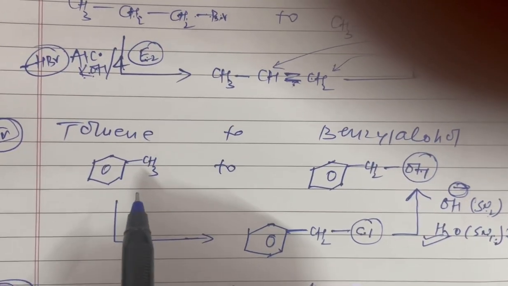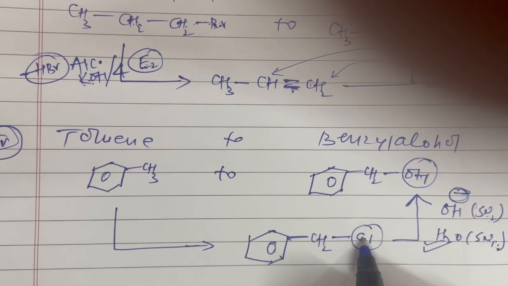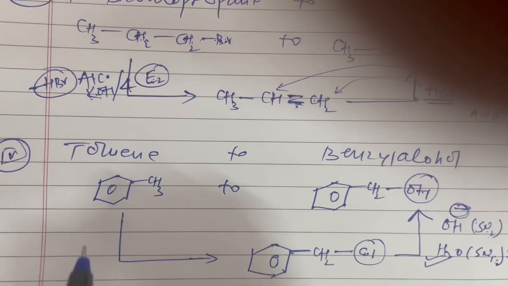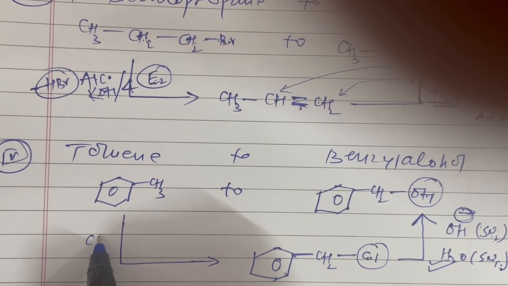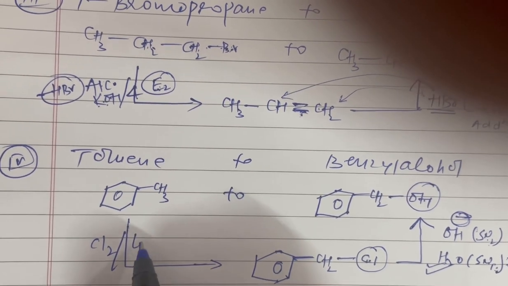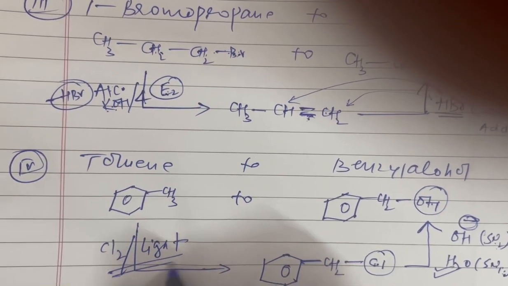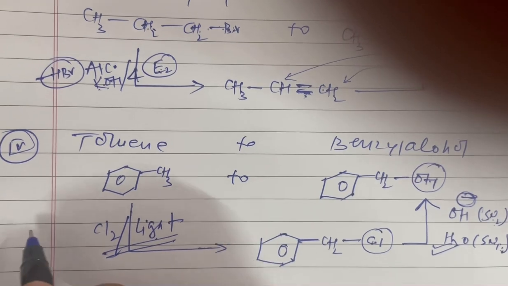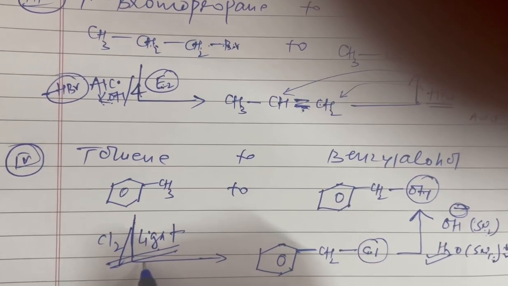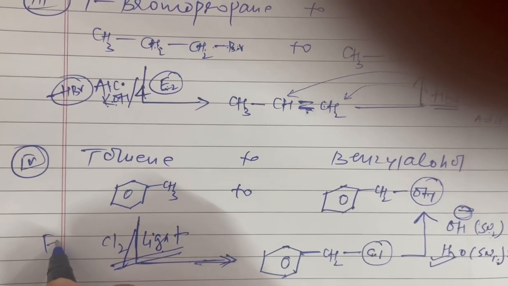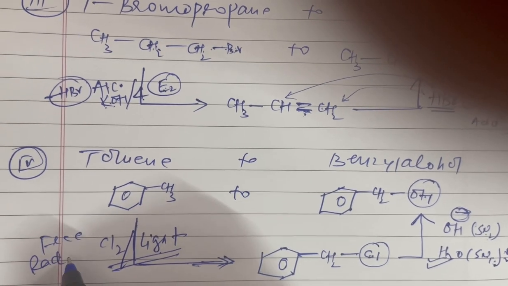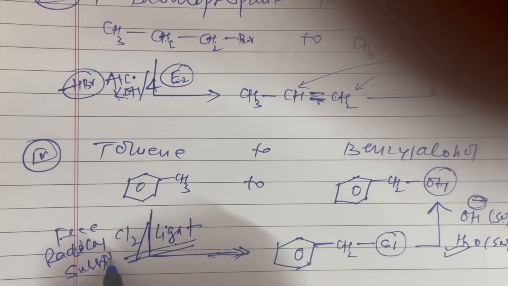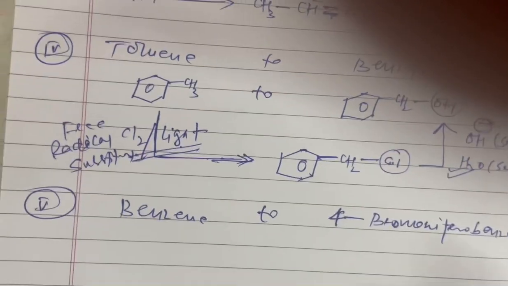For that we have to replace one of the hydrogens by Cl, and this substitution is basically free radical substitution. So for that we take Cl2 and light. If you take Cl2 and light, this is basically free radical substitution. I'll mention it here: this will be free radical substitution.